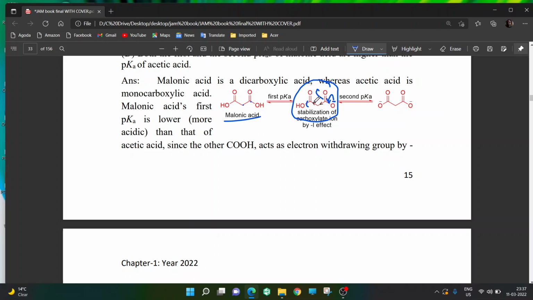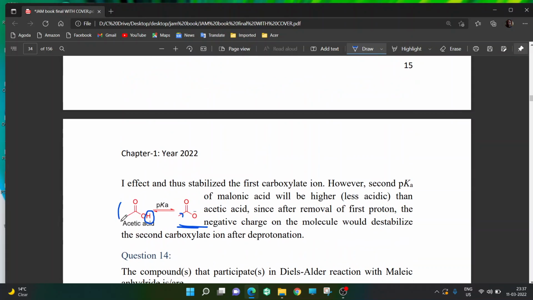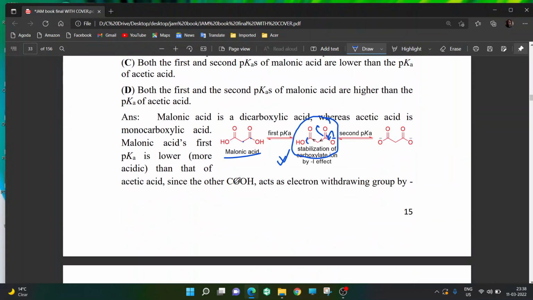So this COOH will be able to pull the negative charge, which will make it more stable, right? So certainly the first pKa of malonic acid will be lower than acetic acid. But second, what happens? Once you remove a proton, to remove the second proton is tough, because this negative charge and this negative charge will be quite close to each other and they will make both of them unstable. So the second pKa will be much higher than that of your acetic acid.